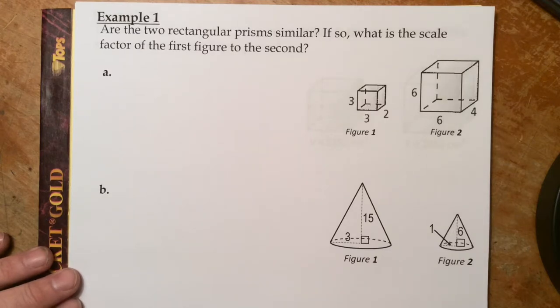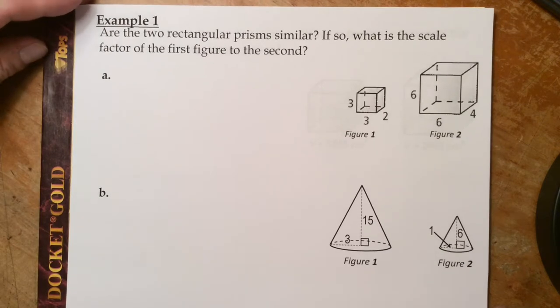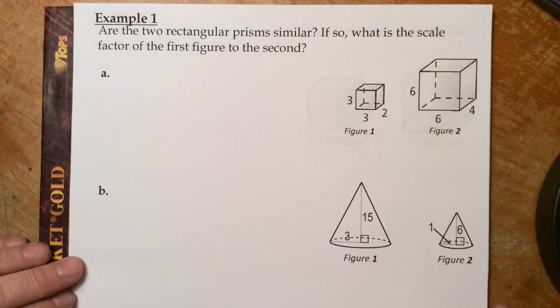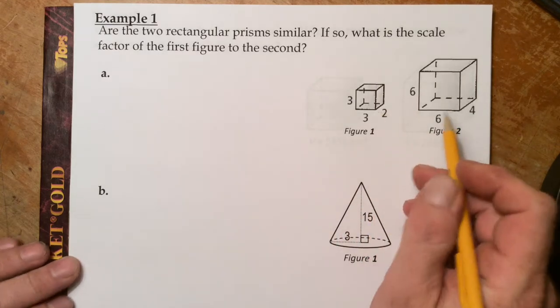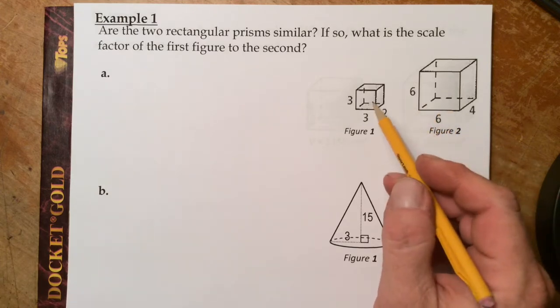These are examples for section 14.7, dimensional changes in space. Example 1. Are the two rectangular prisms similar? If so, what is the scale factor of the first figure to the second figure? Here we have two prisms, and they're asking if they are indeed similar.